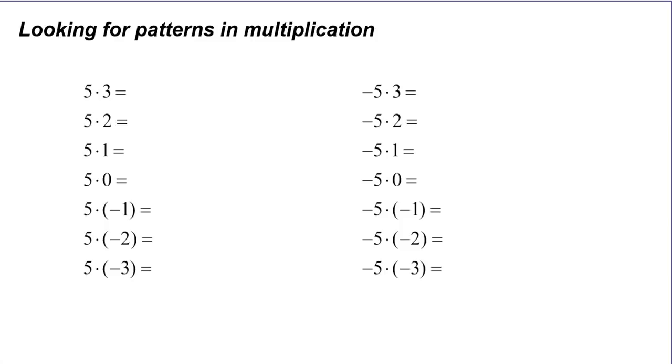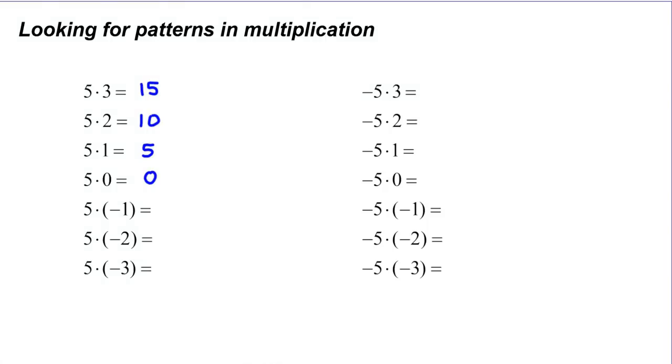So here we're going to do these multiplication problems, and we're just going to look for patterns and see if we can make predictions about what's going to happen. Let's start with 5 times 3, which is 15, and then 5 times 2 is 10, 5 times 1 is 5, and 5 times 0 is 0. That is something we should already know, but we're going to use this pattern to extend it. What should 5 times negative 1 be? What should be the next number in this pattern?